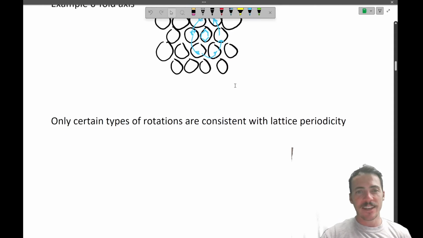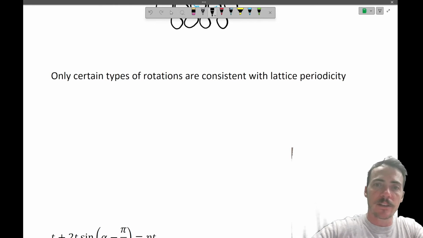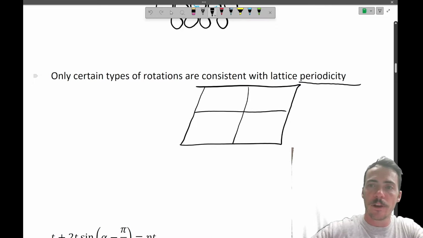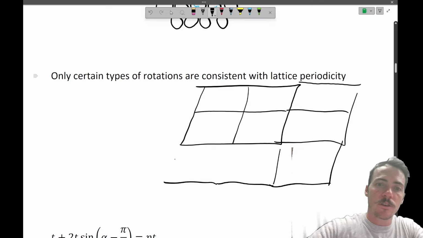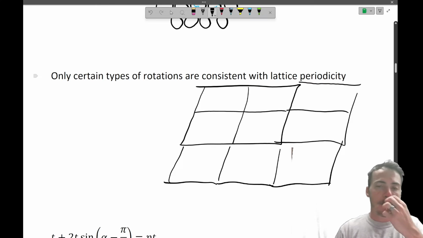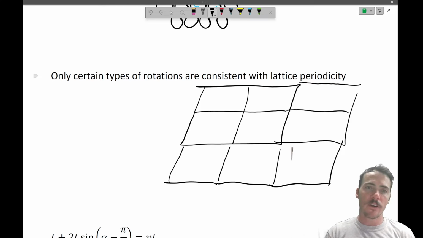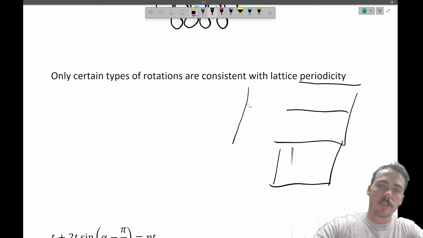Now that said, there are only certain types of rotations that are consistent with lattice periodicity. We said that a lattice, if we draw the underlying lattice, whatever the shape of this lattice is, the angles between it, whatever this lattice is, where you have things existing, you have certain constraints that the rotation has to end up with a lattice underneath it. And because of that, only certain angles are allowed. Let me show you an example.